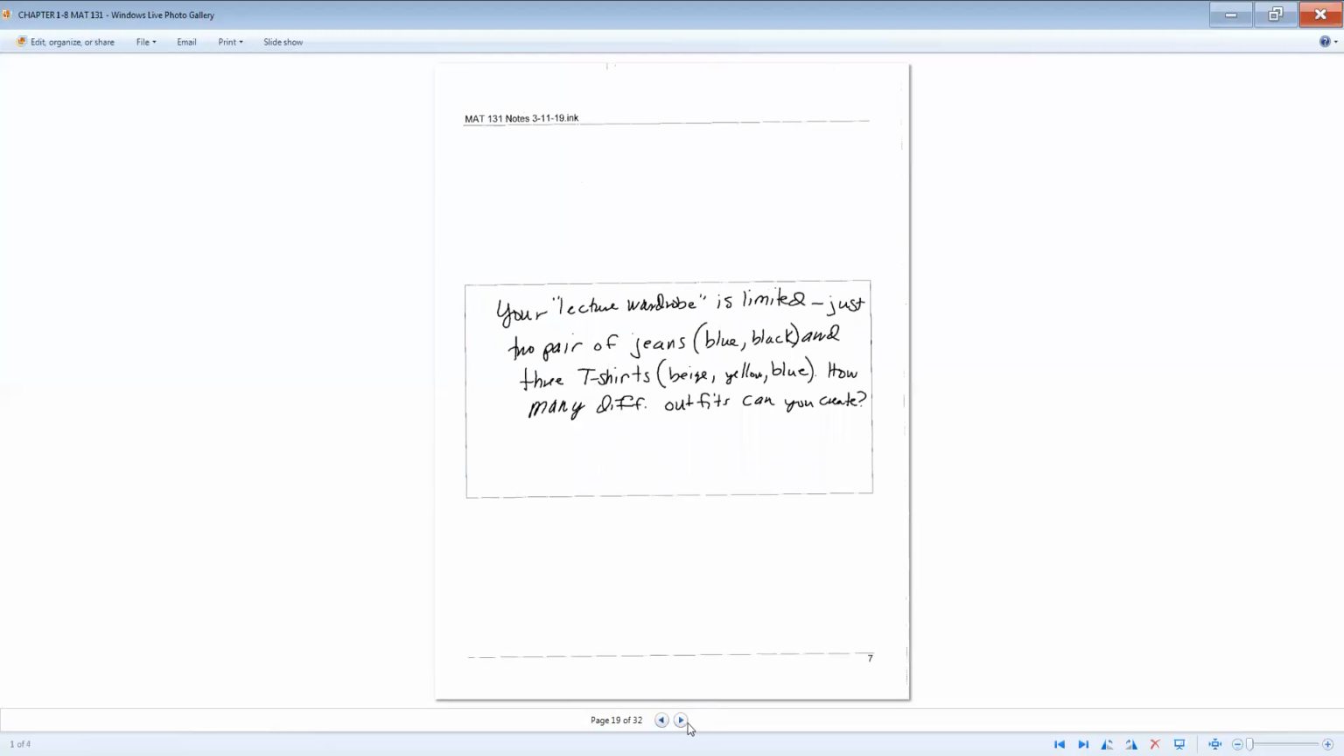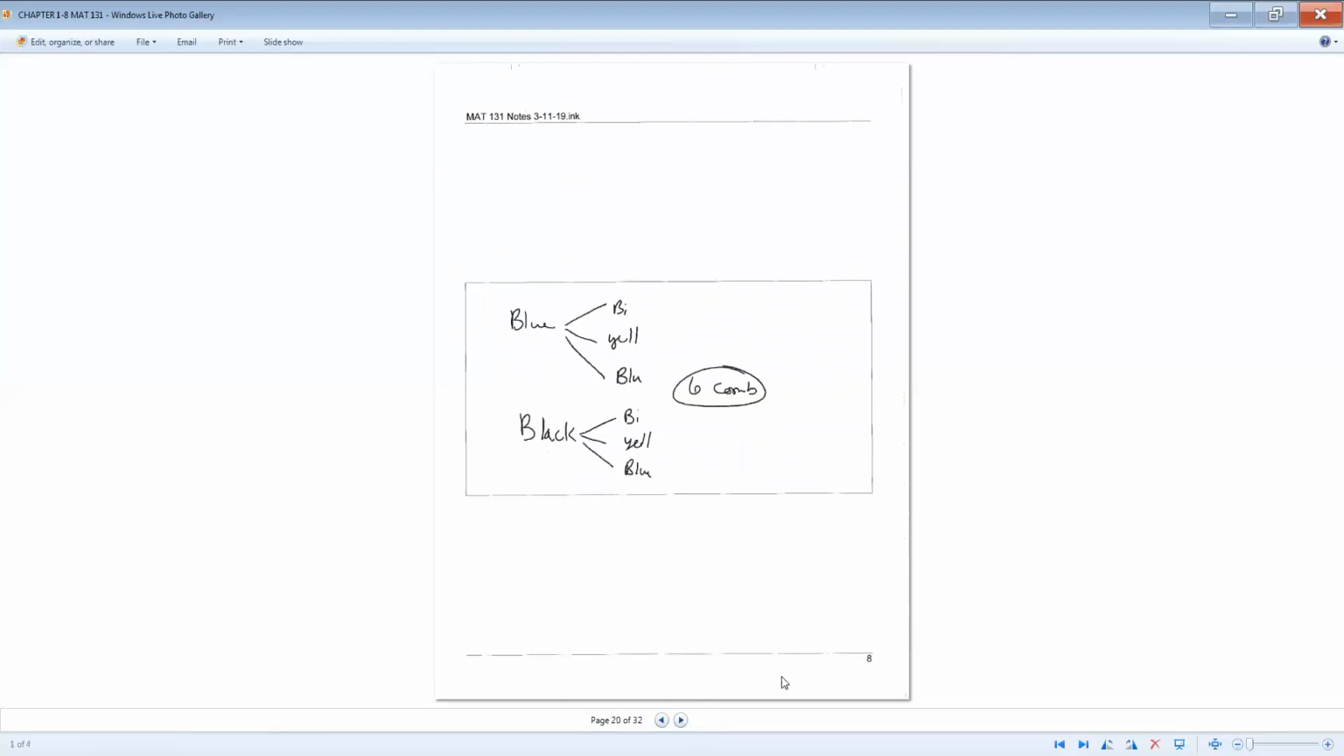Once again, be systematic. Start off with blue jeans. You put on blue jeans. We only have 3 shirts that we can use: beige, yellow, blue. And then put on your black jeans. You have 3 shirts to choose from, which are beige, yellow, and blue once again. So altogether you have 6 possible outfits or 6 possible combinations that you could create.